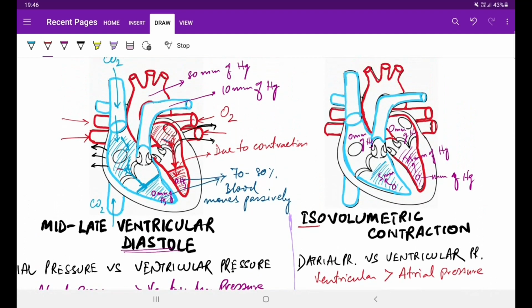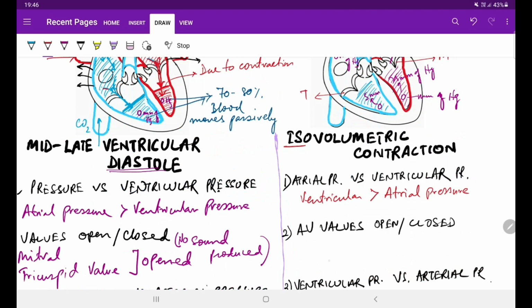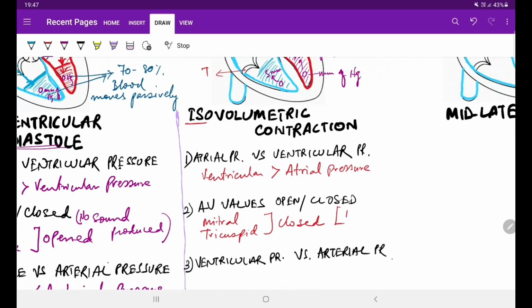Now, as the pressure inside the ventricles has started to increase, the valves cannot let the blood flow into the atria. So, the AV valves, the mitral valve and the tricuspid valve, close. While they close, they snap shut, and when they snap shut, they produce a sound that is called lub, and that is the first sound produced by our heart while it contracts. It is represented as S1.